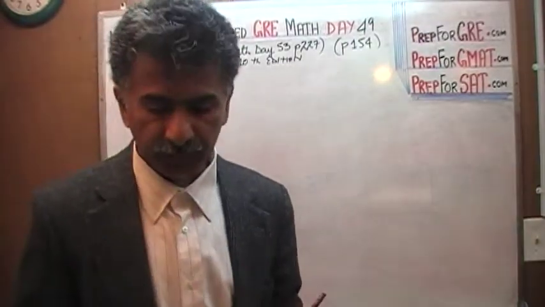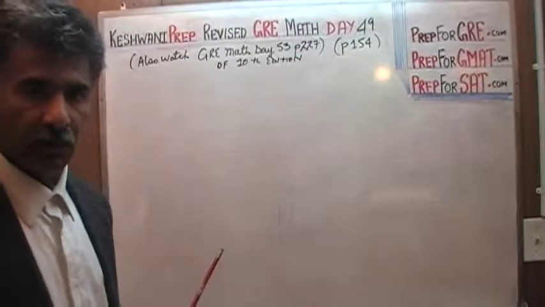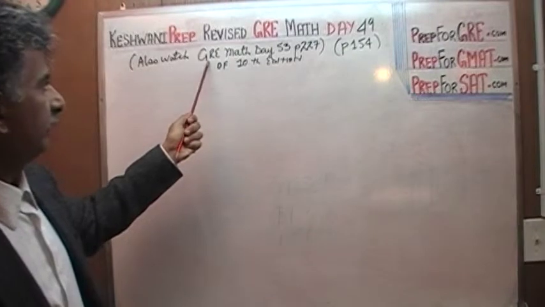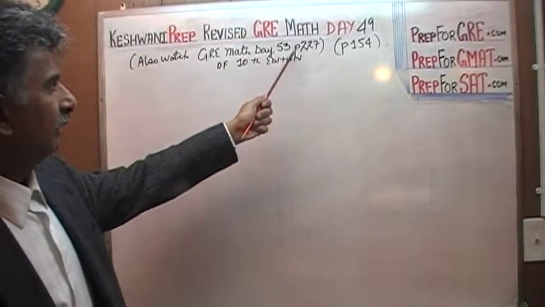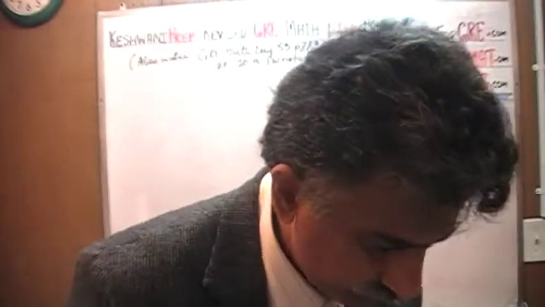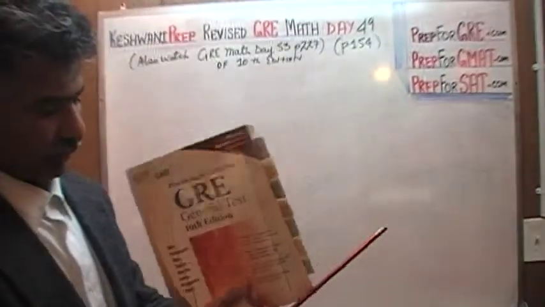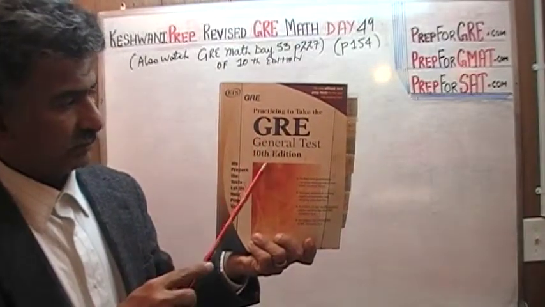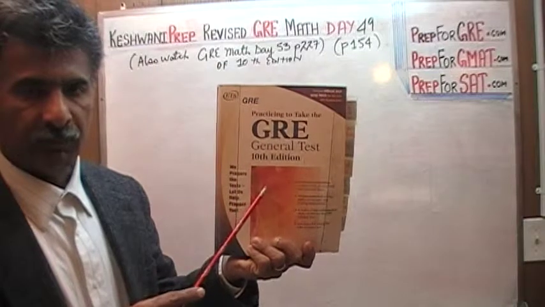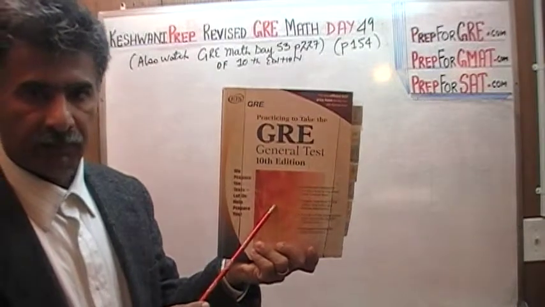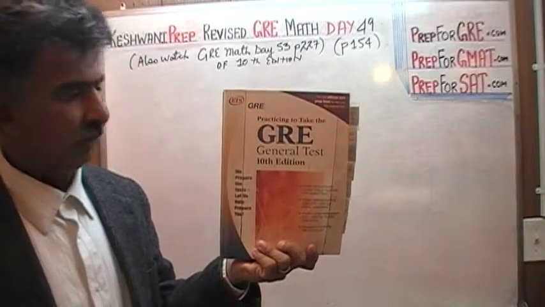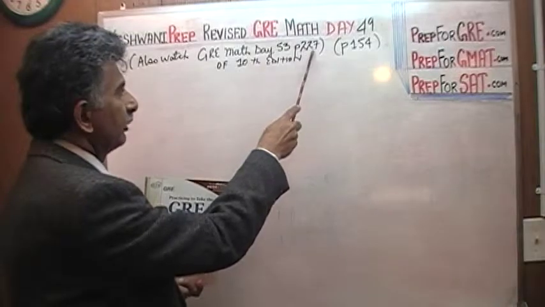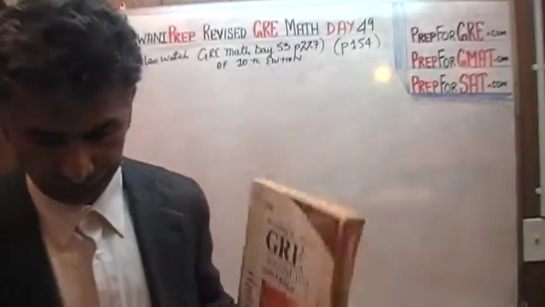Before I actually start solving this problem, after watching this video, I would also like you to watch, just type in the tag GRE Math Day 53, page 227. Page 227 of the 10th edition, this book right here that I'm holding in my hand, which is the old GRE workbook, GRE General Test, the 10th edition. This test was based on the old format, but there are some questions that are repeated in the new book, the book that you have in your hand. I would like you to watch that video. Just type in Day 53, page 227, 10th edition. It should pop right up.